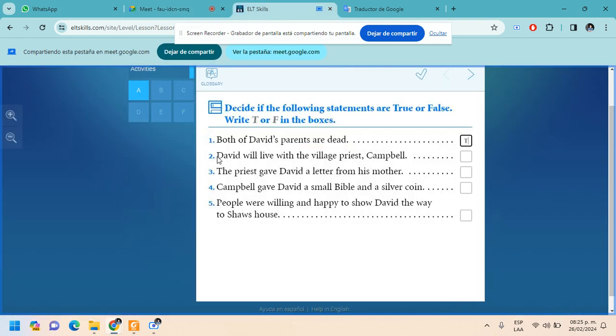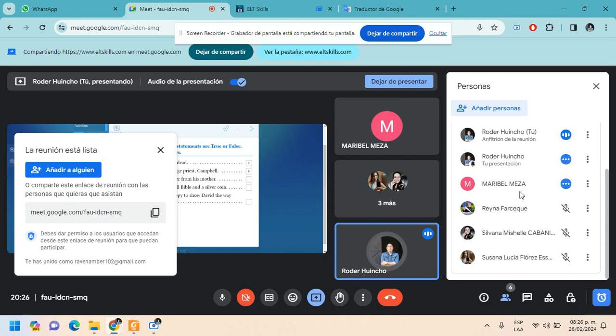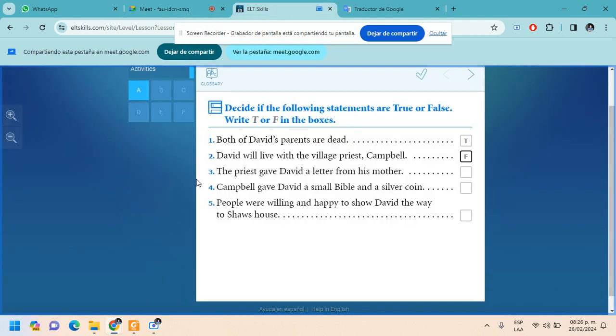Read please the sentence, read. Very good. Will live, y remember, will es futuro, ¿no? ¿Vivirá with a priest? No. False. Excellent. Another student, please, the number three. Tell me, Reina or Silvana, tell me, what is the number three? True or false? Tell me. The priest. Oh, excellent. Yeah, it's true. The priest gave David a letter from his mom.